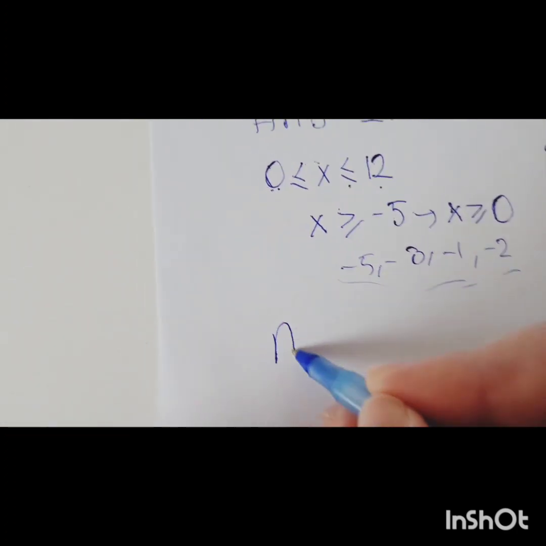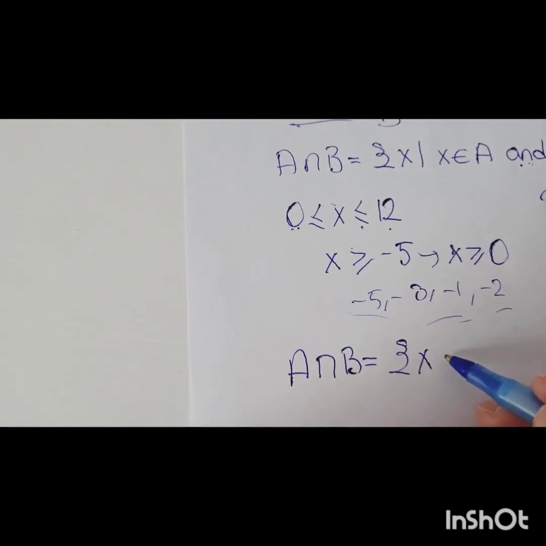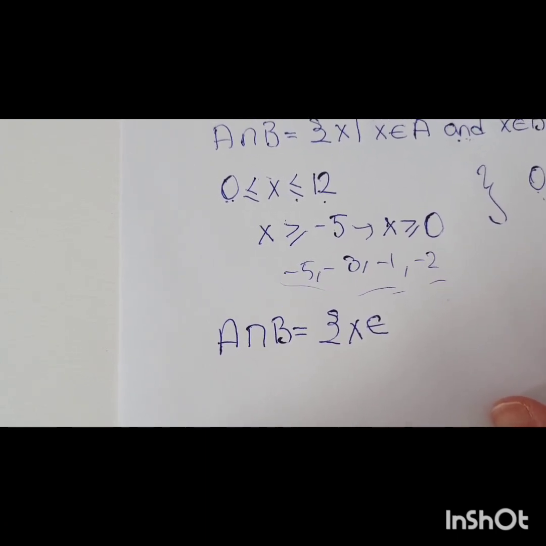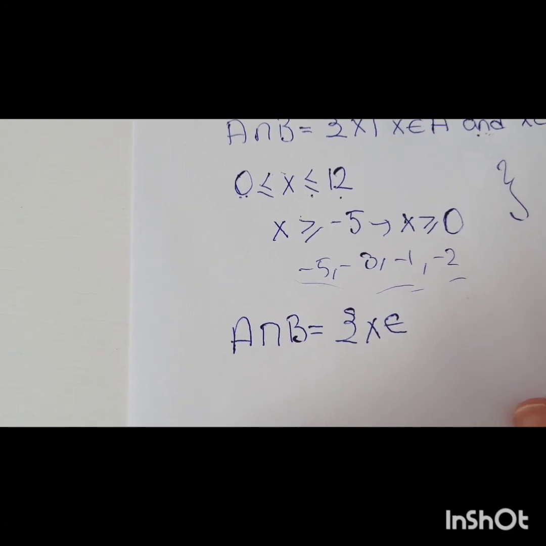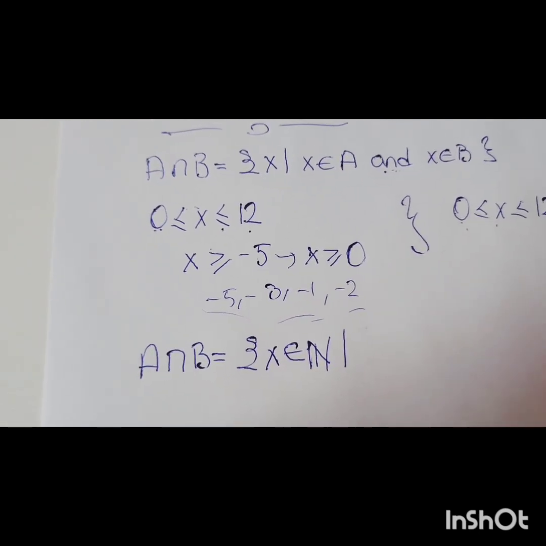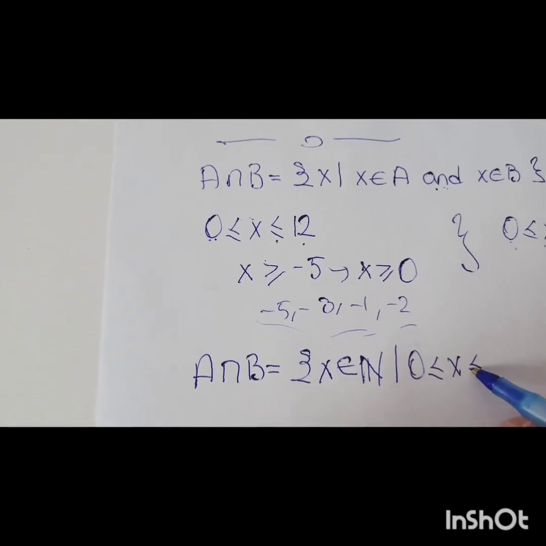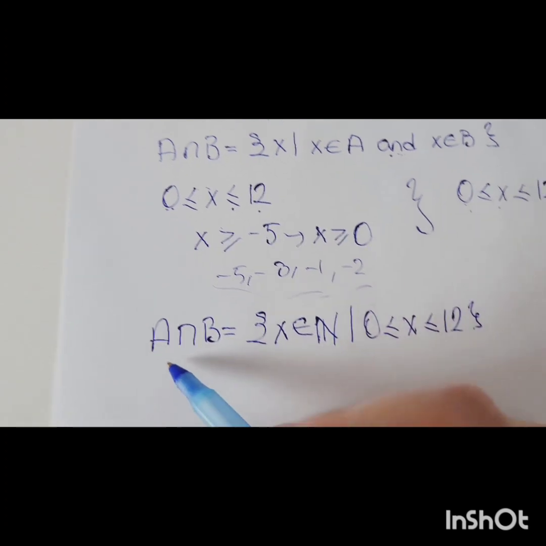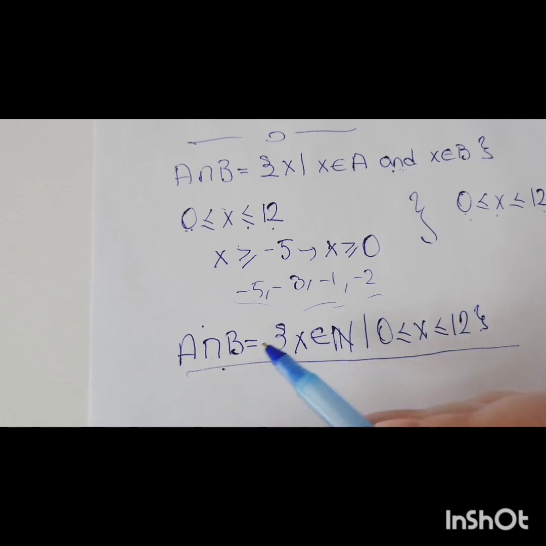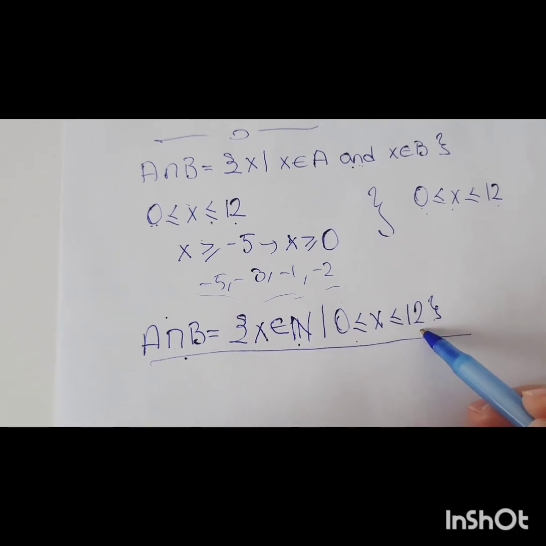And let's write our intersection. Since the intersection is less extensive, we have to choose the less extensive set, and it is the natural numbers, and we need to write our condition here. We created A intersection B. It contains natural numbers that are between 0 and 12.